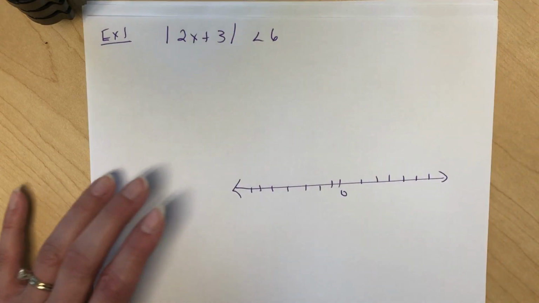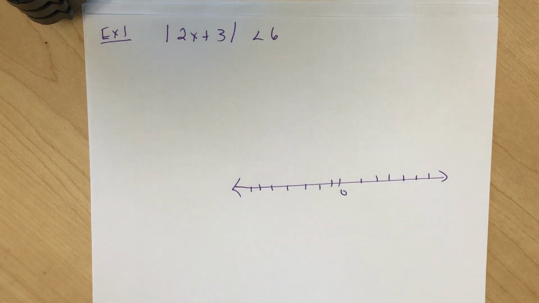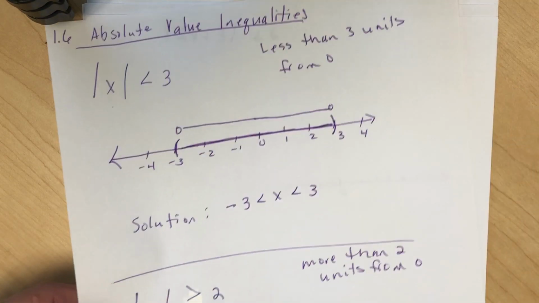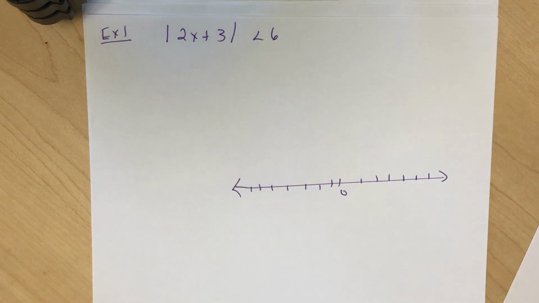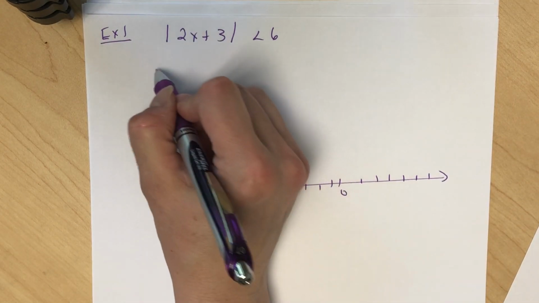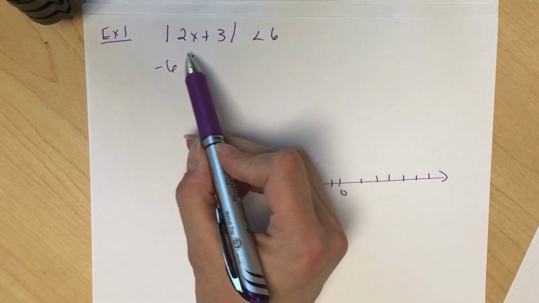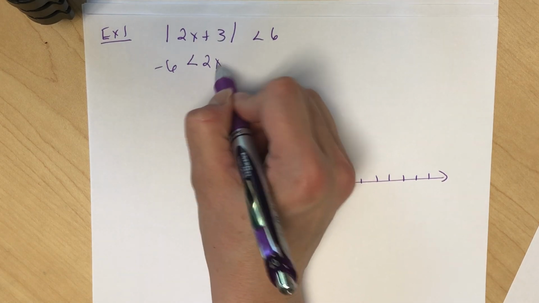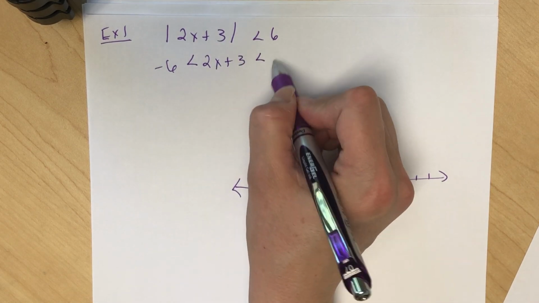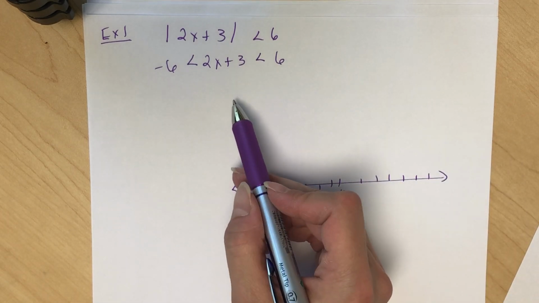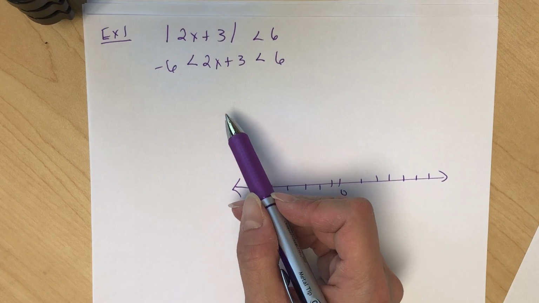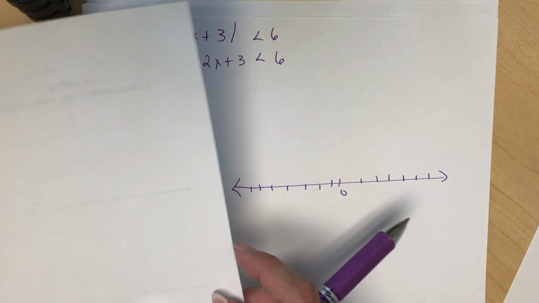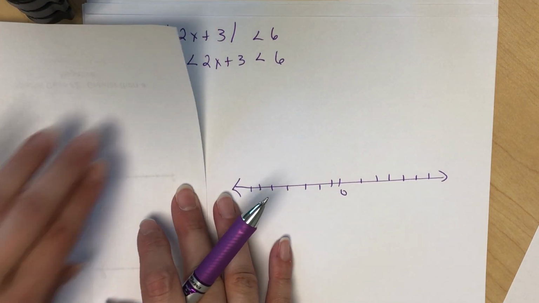Okay. So, because this is an absolute value less than, I know that it needs to be in this format. So it's going to be the opposite of the constant. So we're going to set it up as negative 6 less than the inside of the bars, so 2x plus 3, less than 6. And then we're going to go through solving this for x. I don't know if this is something that you've done in the past, but it's really not difficult. If you just look at this much by itself.